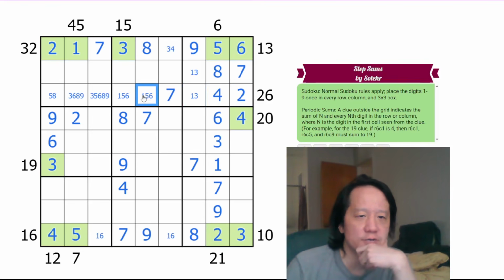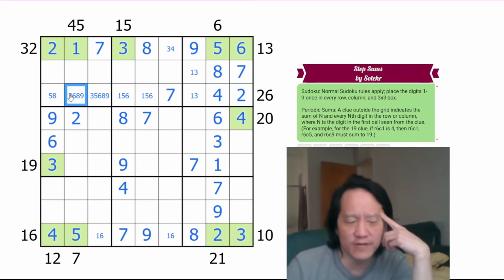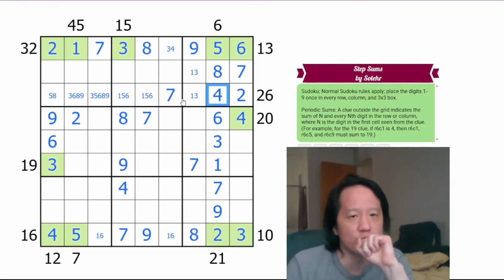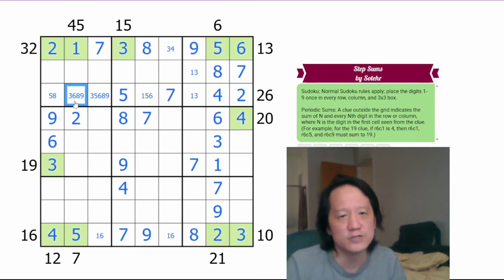So every other digit here adds up to 26, which means these 4 add up to 45 minus 26, which should be 19. We already have 4 and 7 here. That's 11. So these two must add up to 19 minus 11, which is 8. Cannot be 1, 7, cannot be 2, 6. It must be 3, 5. So this is 5 and 3.